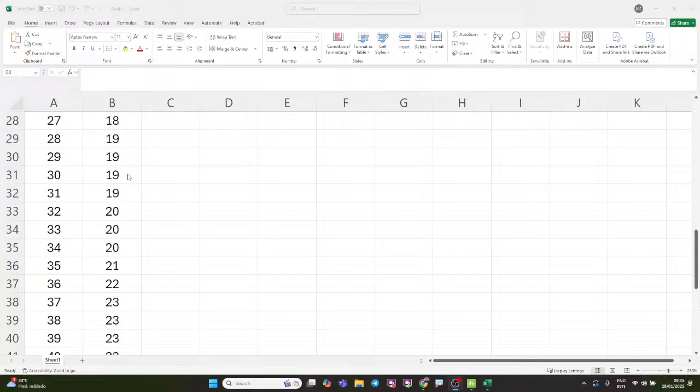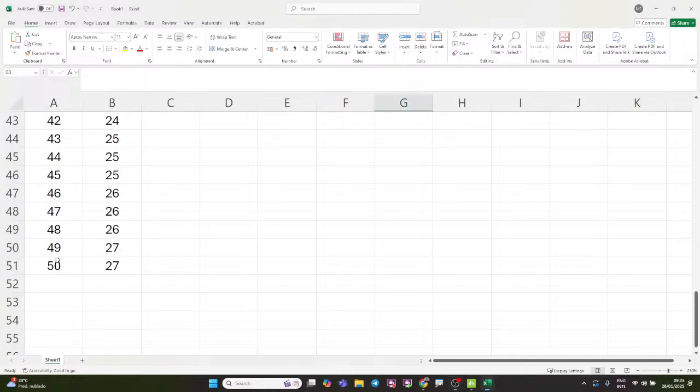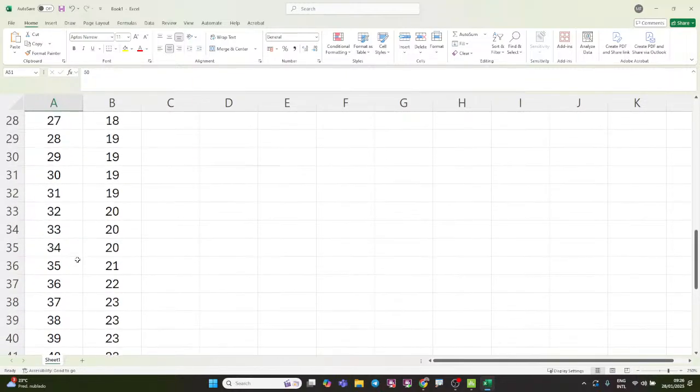How many data points do I have here? I have 50 data points. So 51, 50 plus 1, divided by 2 will give me 25.5.